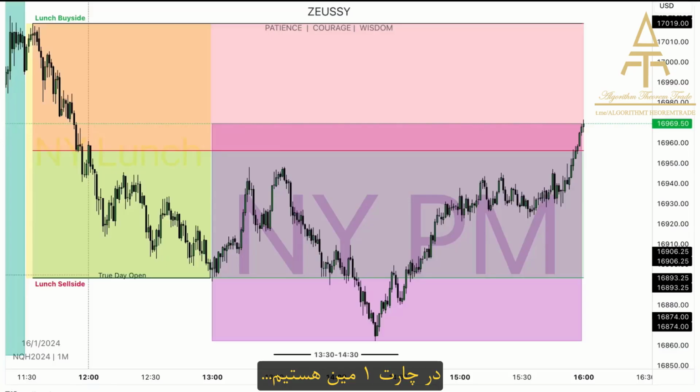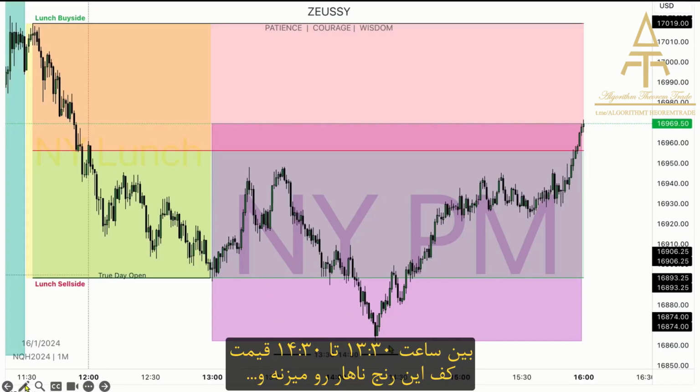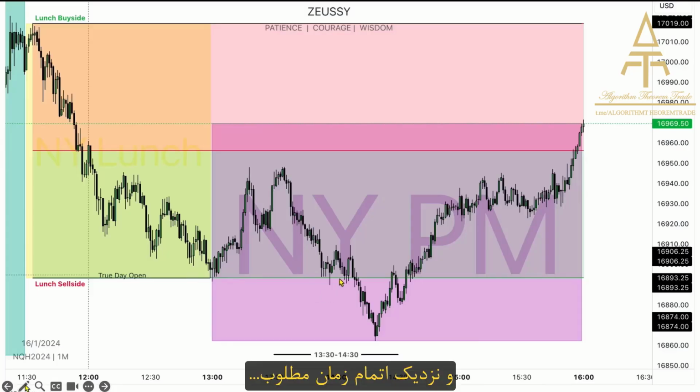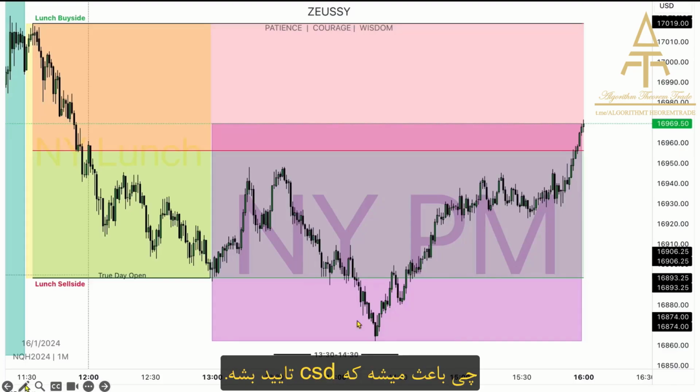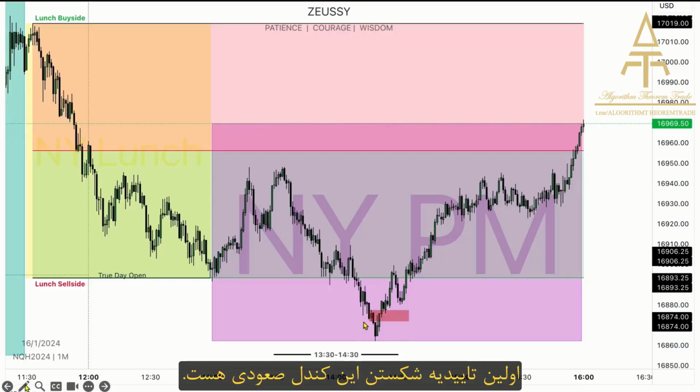Here you can see the 1 minute time frame, and as you can see, between 1:30 to 2:30 p.m., market traded deep below the launch sell-side liquidity here, and then around the end of a point of interest, or a time of interest, I must say, you can see that displacement higher occurs and buy-side delivery unfolds. You might be wondering, what confirms that the change in state of delivery occurs here? First of all, this up-close candle being broken signals that a change in the state of delivery is occurring.